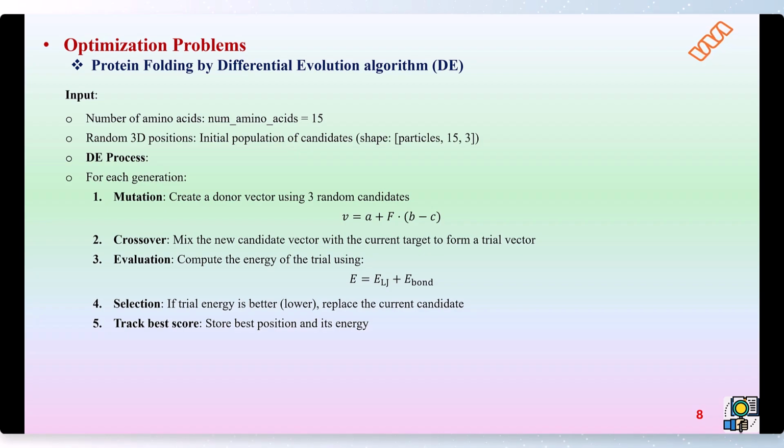For each generation, mutation creates a donor vector using 3 random candidates, using the following equation. Crossover mixes a new candidate vector with the current target to form a trial vector. Evaluation computes the energy of the trial using our objective function, as explained earlier. In the selection stage, if the trial energy is better, meaning lower, it will replace the current candidate and store the best position and its energy.